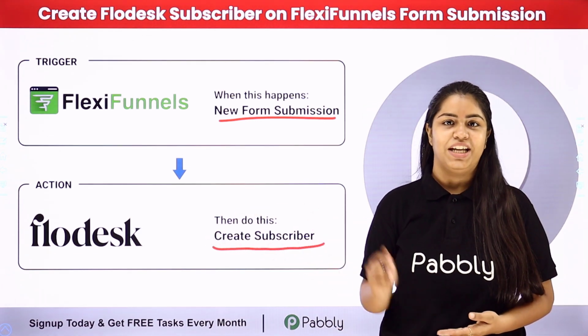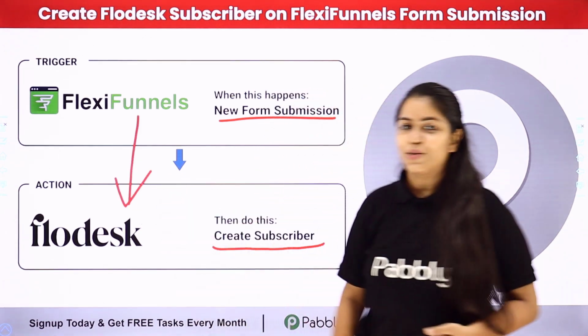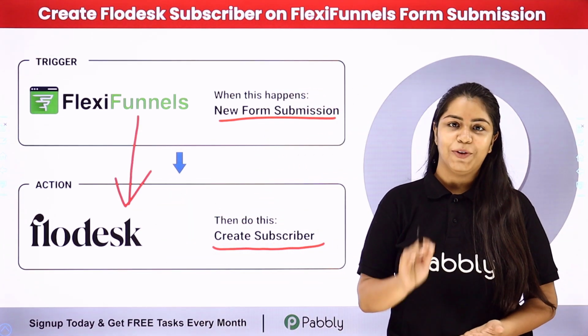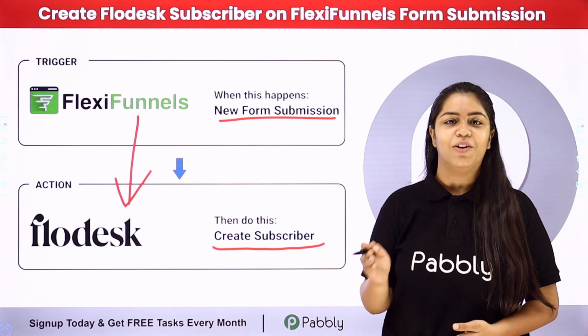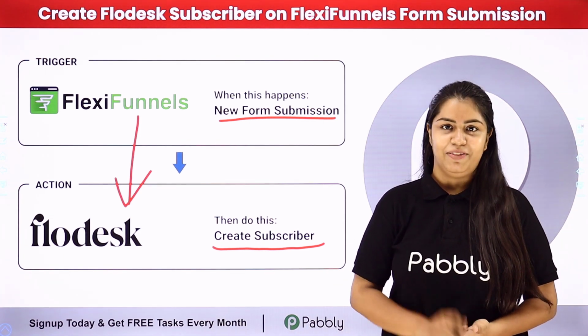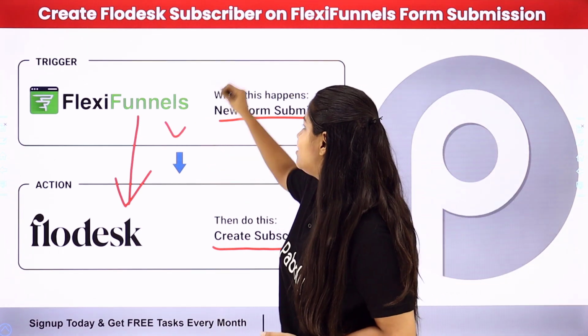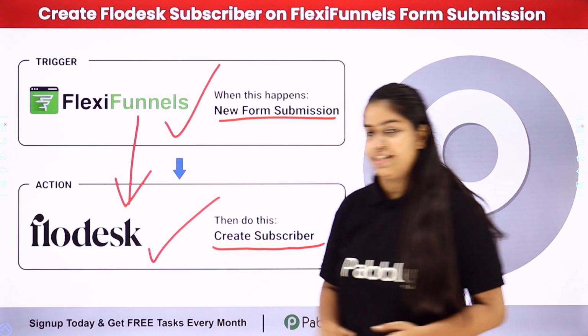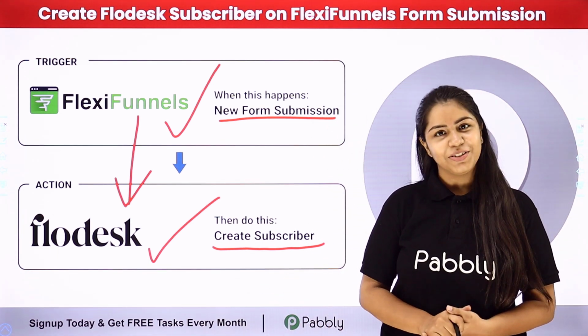For this, we are going to create a connection between FlexiFunnels and Flodesk. To create this connection without knowing any coding or programming language, we are going to use Pabbly Connect. It is an amazing automation software. So in Pabbly, we have the concept of trigger and action. For trigger, we are going to use FlexiFunnels, and for action, we are using Flodesk. So if you also wish to learn this process step by step, follow me through the screen.